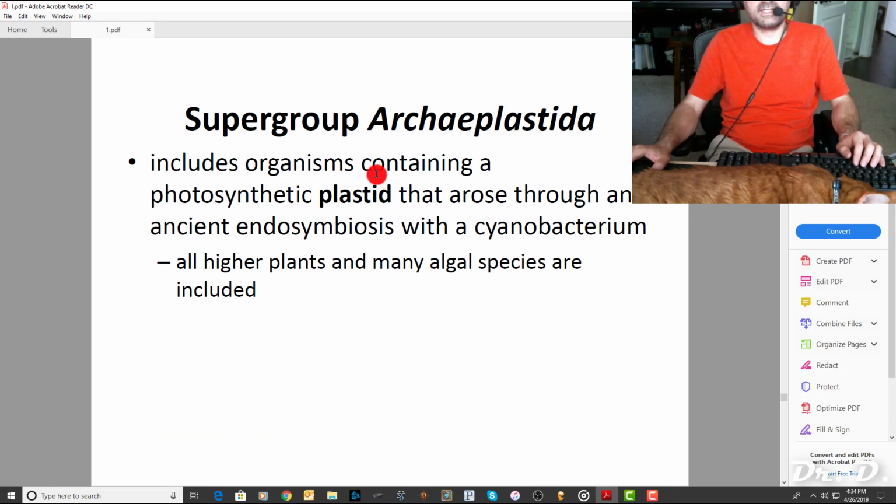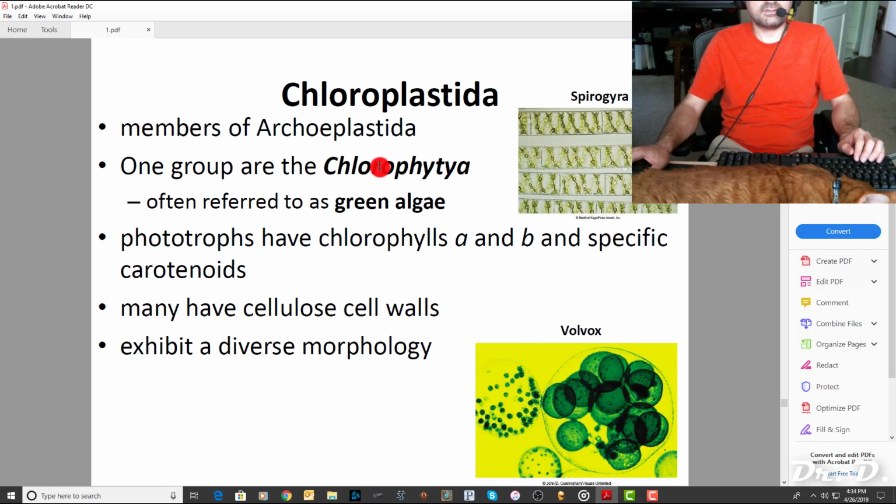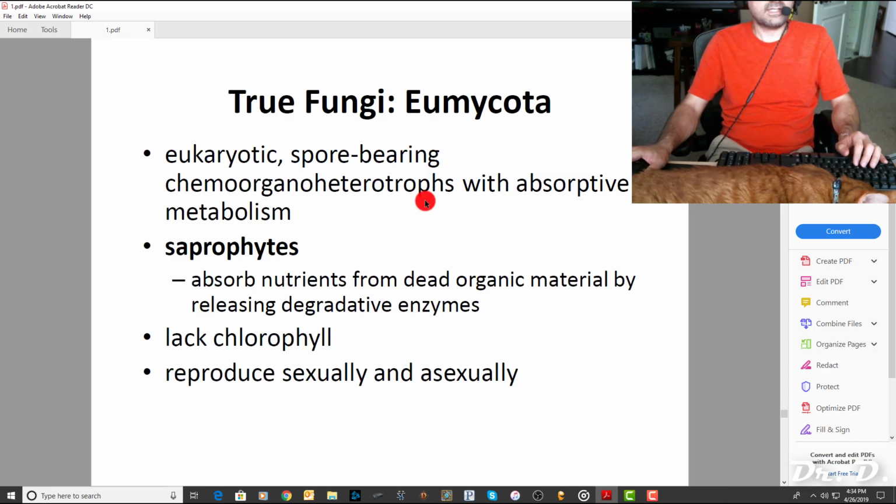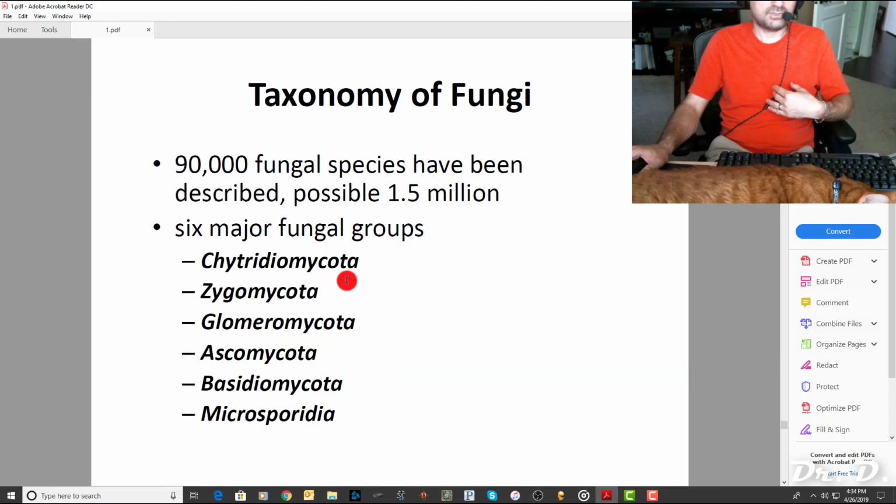Okay, then we talked about Archaeoplastida. You should know that these include the green algae, which is a group member here. On to the fungi. You should know that fungi are saprophytes. They are never photosynthetic. Saprophytes means that they feed off dead organic material. Basically, they decay stuff. They could grow asexually or sexually. You should know all of these group members.